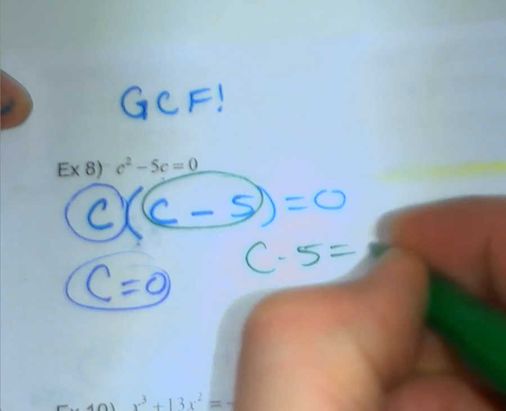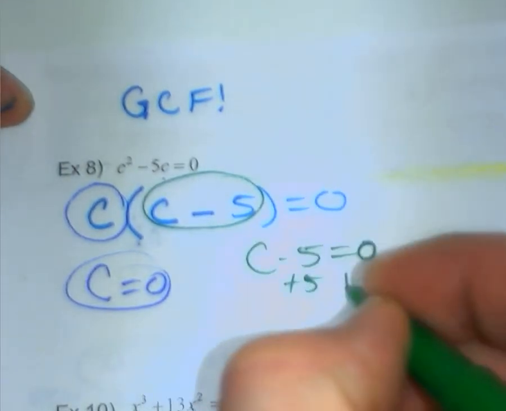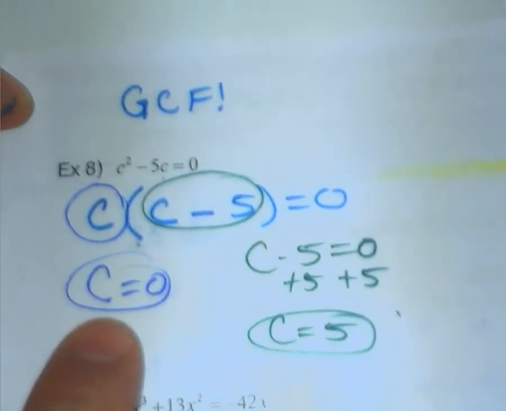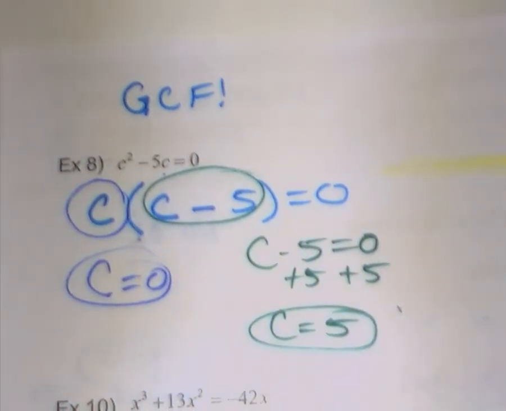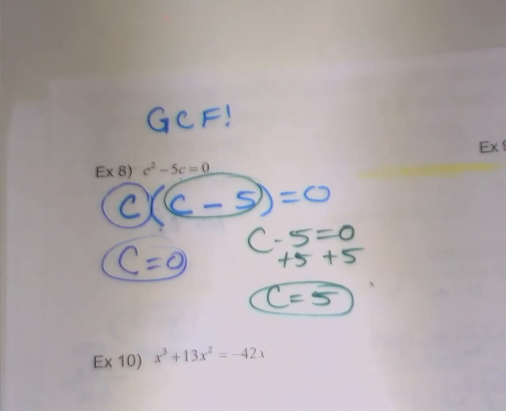Take this guy. C minus 5 equals 0. Add the 5 over. We get C is 5. So I get two answers. I get 0 and 5. Final answer. Okay, again, for whatever reason, GCF always scares people, but that's the first thing you're always looking for. See if there's a GCF. In this case, if I read it out loud, C squared minus 5C, I said C twice. Take a C out. Okay, final answer, 0 and 5.